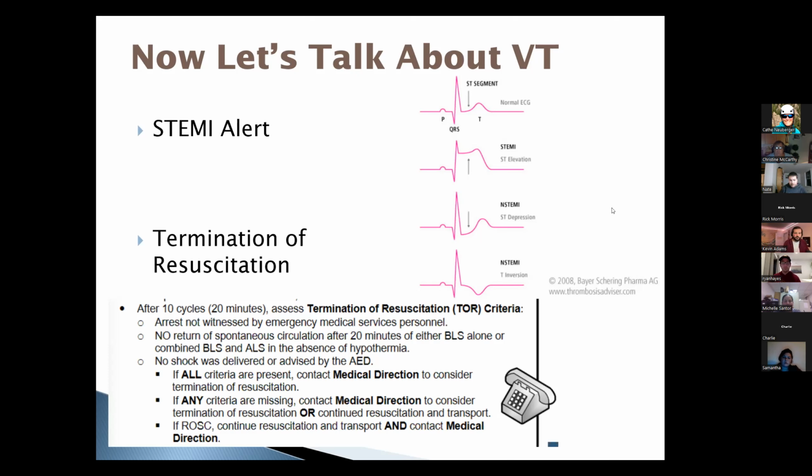This STEMI alert is if we see a STEMI on an EKG, we send it up to the hospital, we let them know we've got a STEMI, and then the hospital takes care of letting all the appropriate people know.